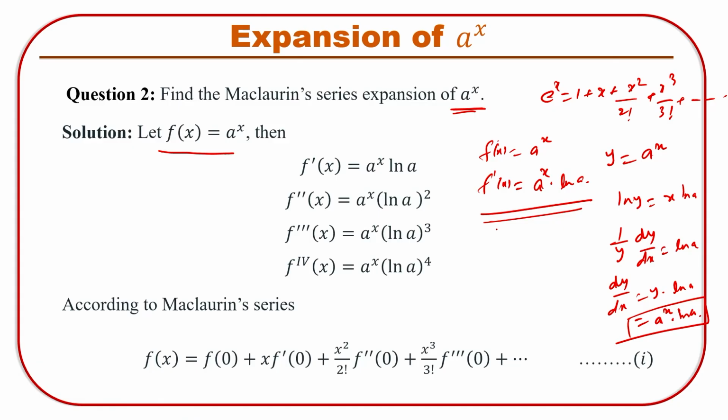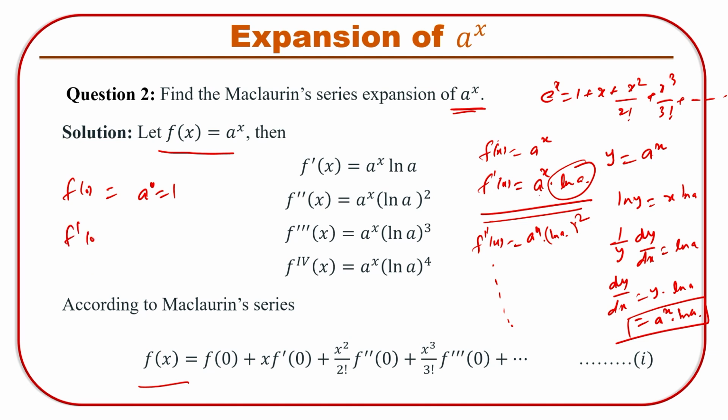Similarly, the second derivative will be quite easy, as ln a is a constant and for a^x you know the answer. So that means a^x into ln a into ln a, so (ln a) whole square, and similarly you can find the different derivatives so on. So f''(x), f'''(x) and so on. Now put the value here, find out f(0). f(0) is a^0, which is equal to 1.